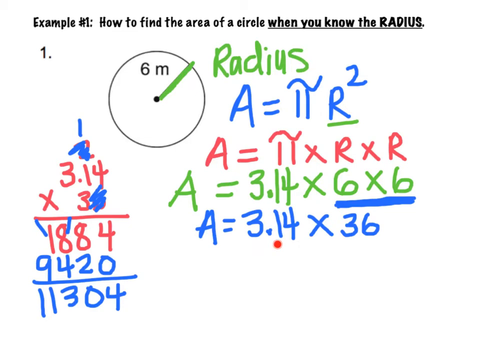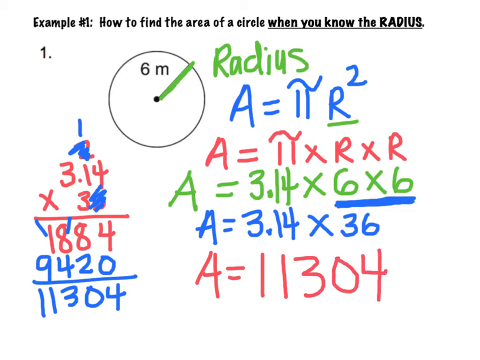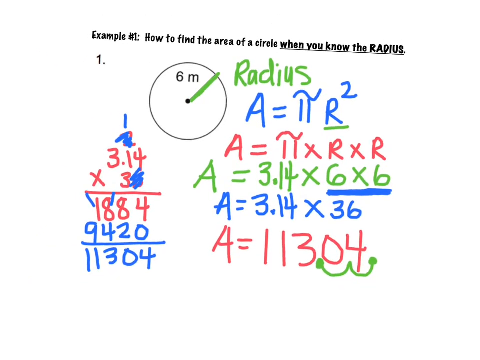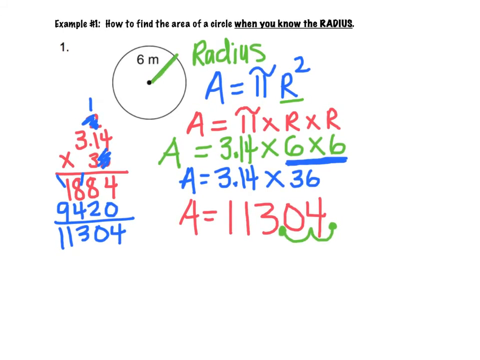When we look over here at this question that we were solving, there's a 1 and a 4 behind the decimal. That means when we write down our final answer, A equals 11304, I need to start at the end of the number and move the decimal back twice. So now my answer is 113.04. I'm going to shrink this just a little bit.